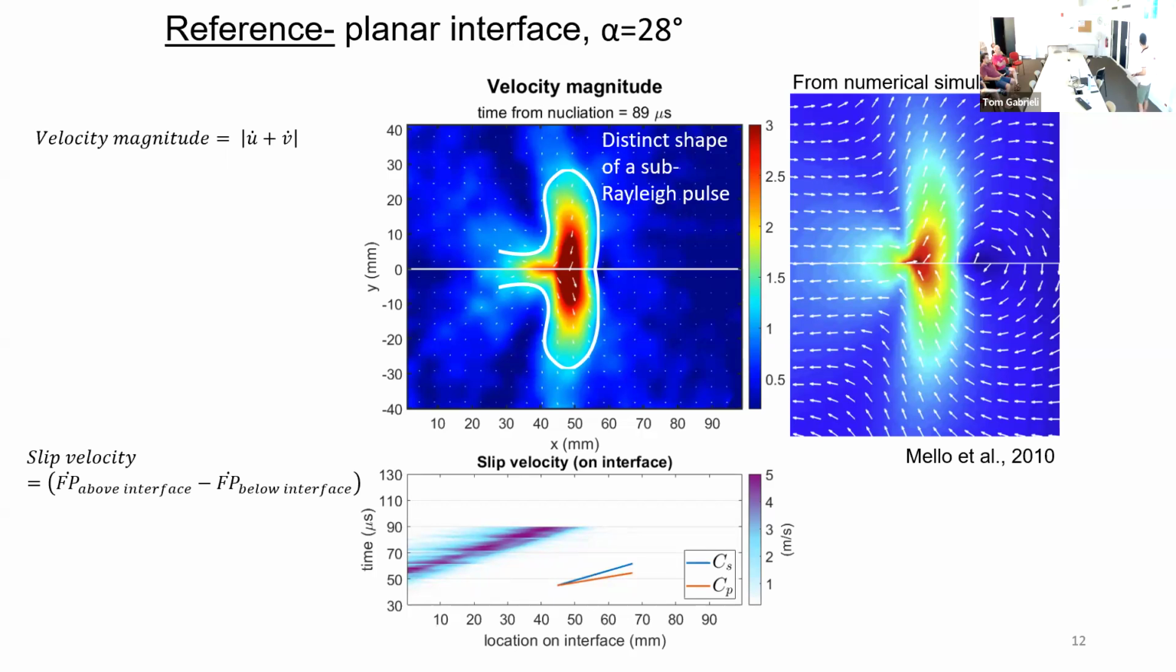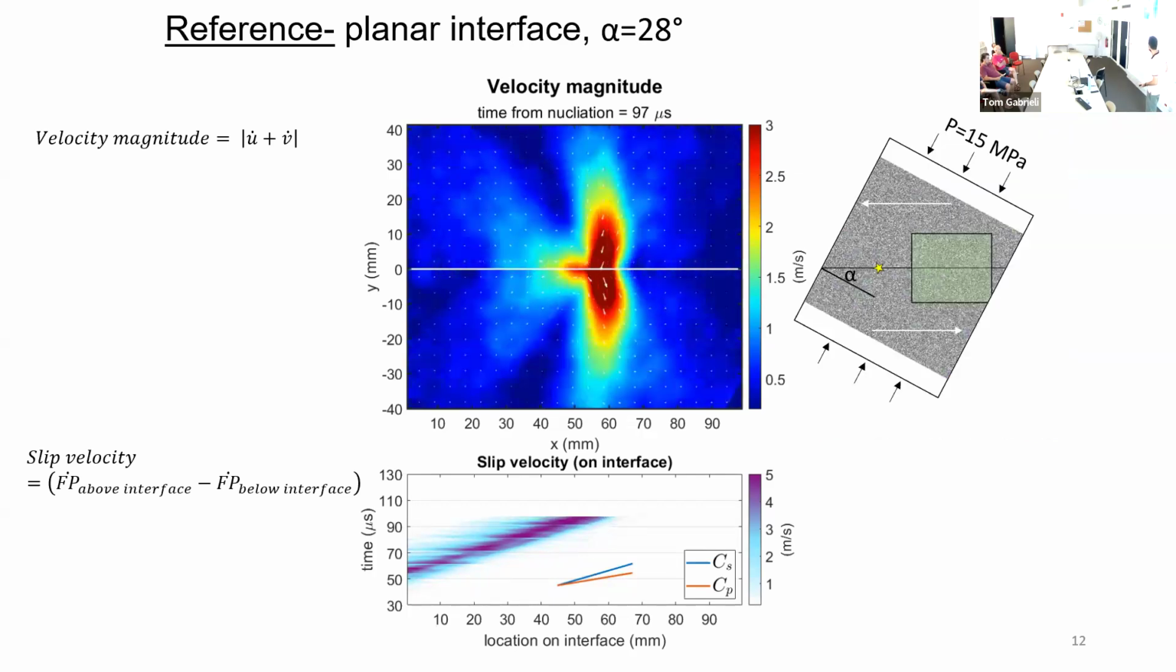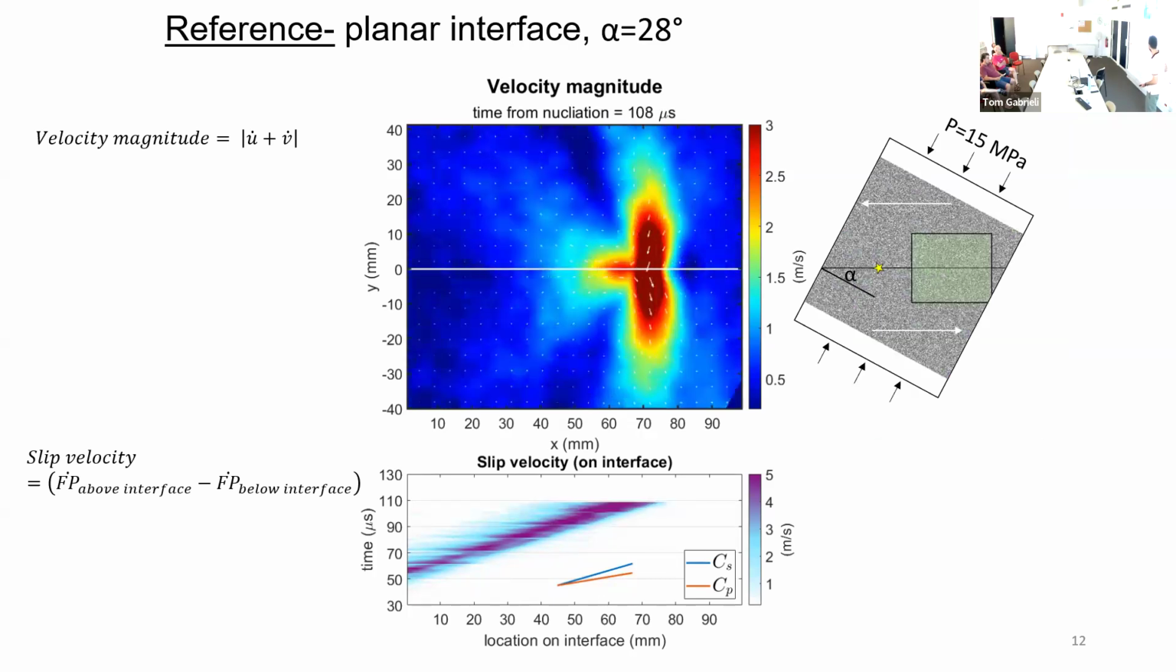And here below we can see the slip velocity evolution along the interface with time. So the slip evolves with time, and now we'll let it evolve. And slip is the fault parallel velocity above the interface minus below the interface. We can see how it evolves.